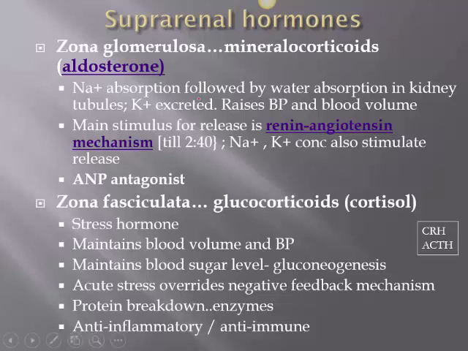And here, when it causes release of aldosterone, what does aldosterone do? It causes sodium reabsorption. With sodium, there's water, so your blood pressure and blood volume increase. But angiotensin by itself also raises blood pressure because it constricts the blood vessels, raises peripheral resistance.